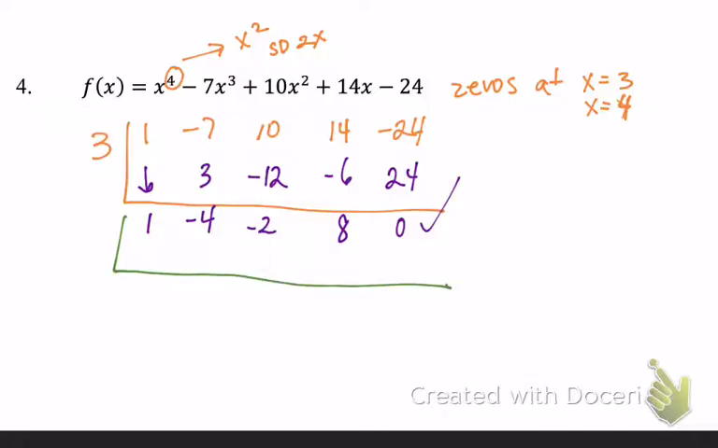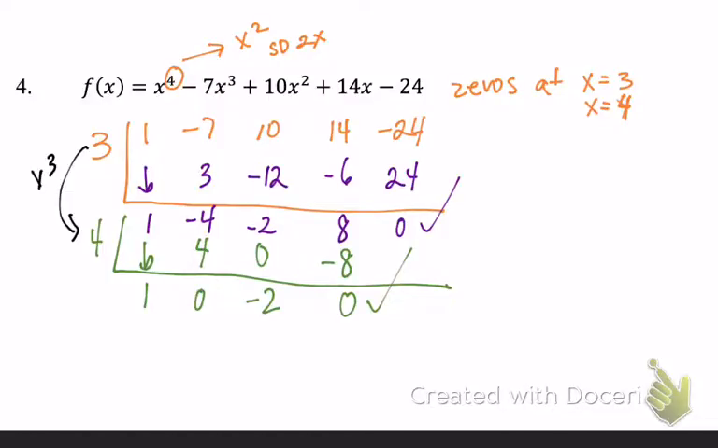I'm going to draw another box and I'm going to put 4 here. Bring it down. 1, 4, 0. 4 times 0 is 0. Add, you get -2, -8, 0, check. So I've factored it twice, or I've divided twice. Since I've done synthetic division twice, here it became x cubed, here it becomes x squared. I'm going to write this as x squared. There's no x, so then this is a constant, minus 2.